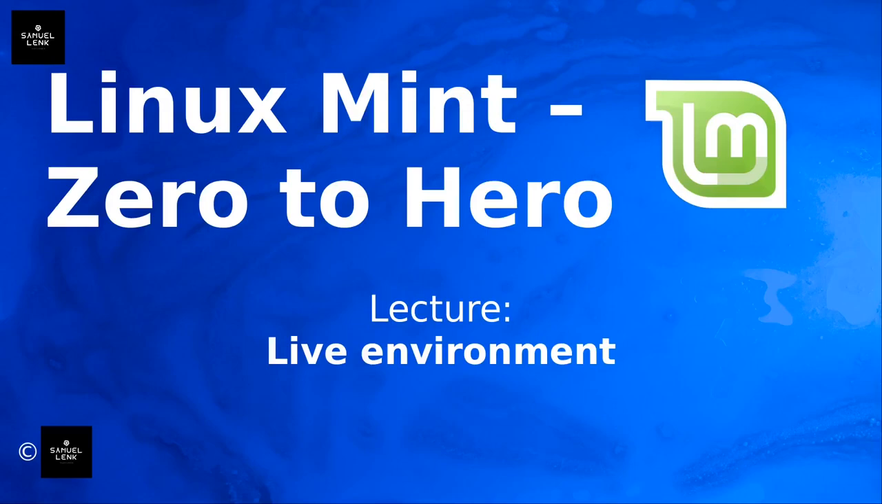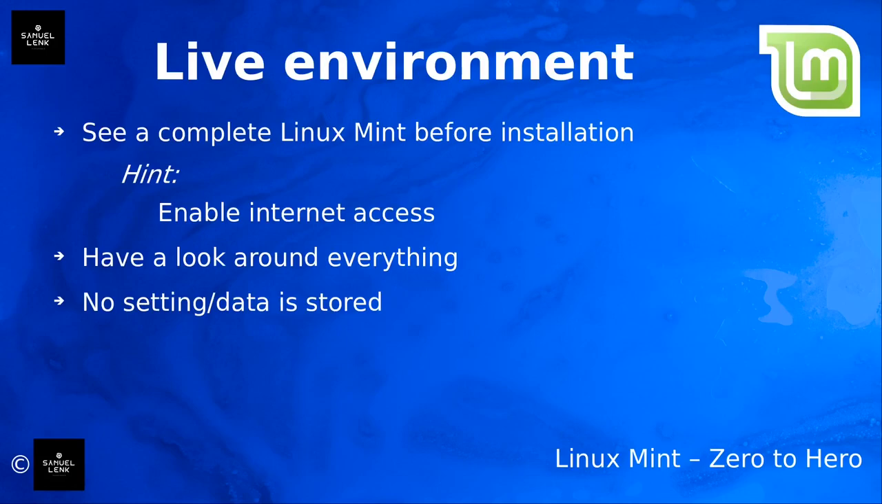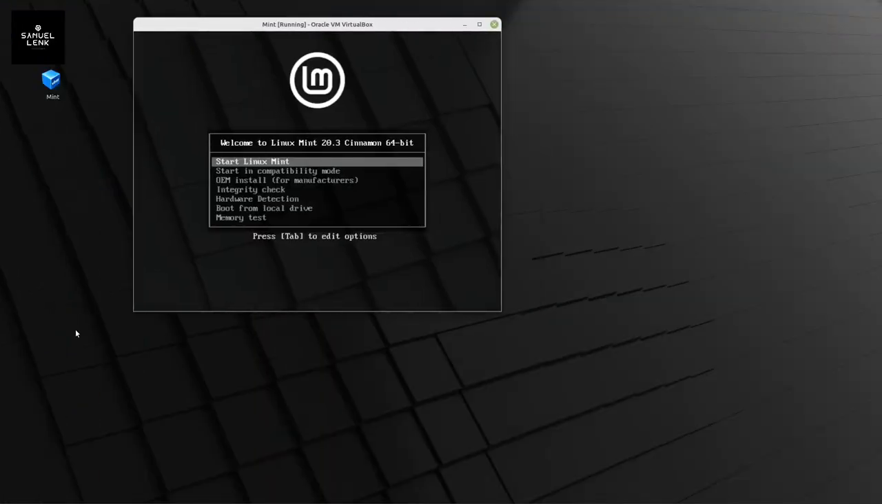Let's now have a look at the live environment, because anyway, that's what we're booting into before we actually install, be it on a virtual machine or directly on our hardware. The good thing of the live environment is that you can have a look around on a Linux Mint before installation. It's helpful to enable internet access at this stage already, and you should have in mind that no setting or data that you might change is stored when you use the live system and don't install Linux Mint from here. All right, let's head over to our virtual machine.